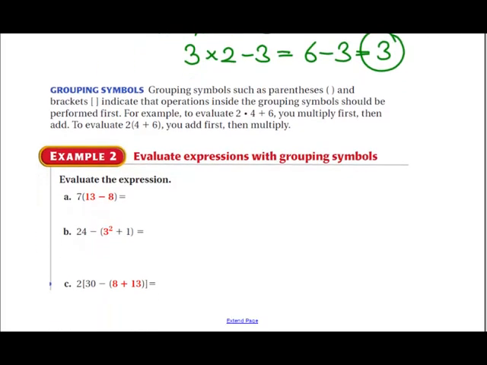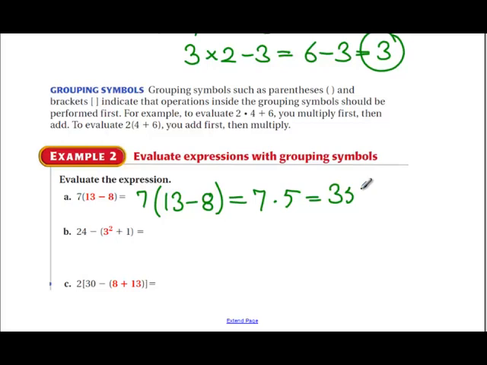In the second example, we have 3 different examples with grouping symbols. We need to evaluate those expressions. First one, we only have parentheses, and inside the parentheses we only have one operation. So we need to do that operation first, then we do the outside of the parentheses. So 13 minus 8 equals 5, then 7 times 5 equals 35. This is the answer of the first part.